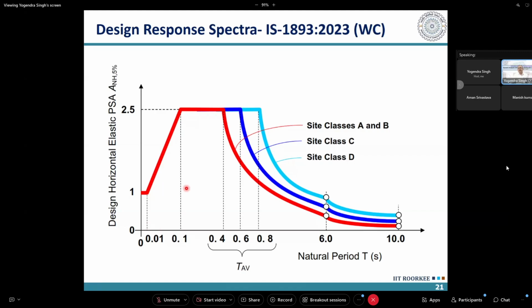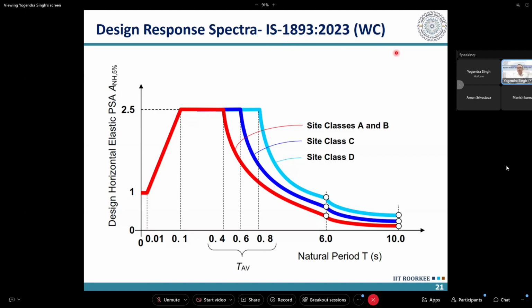Now that error which I was telling about, that beyond 4 seconds our code assumes constant, has been done away with in the recent revision which is undergoing. So this is IS 1893 2023, but this is probable 2023. It is currently under wide circulation, so comments from people are being invited, and after that it will be finalized and submitted.